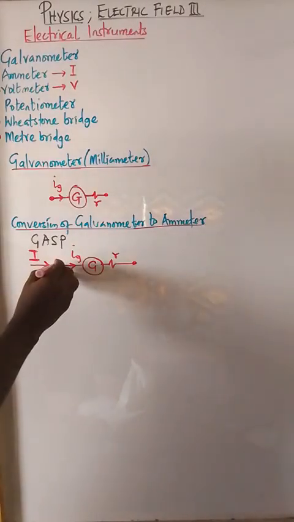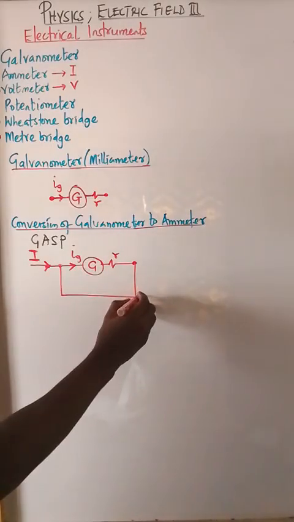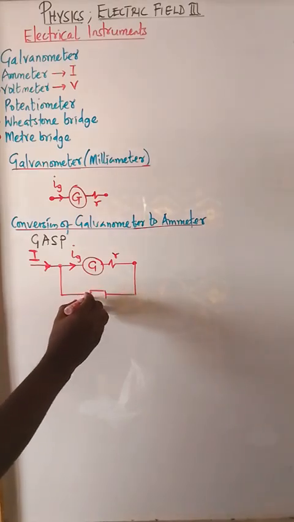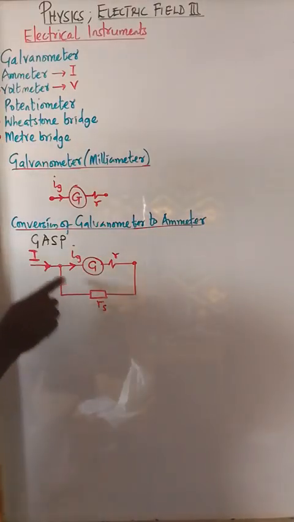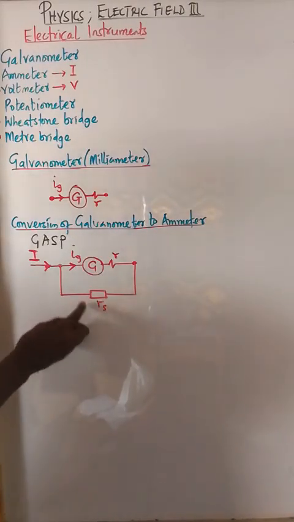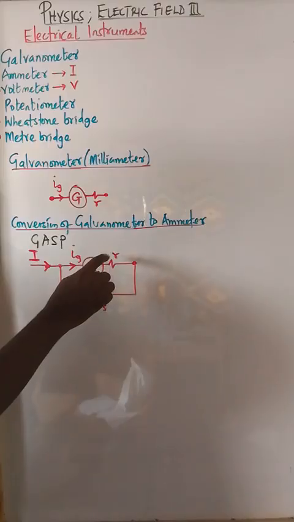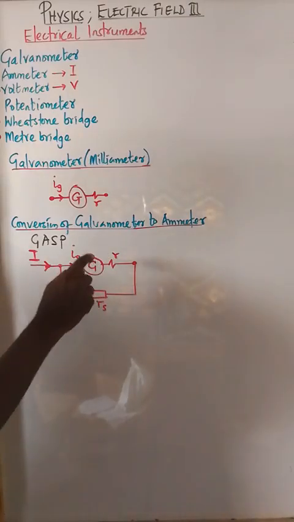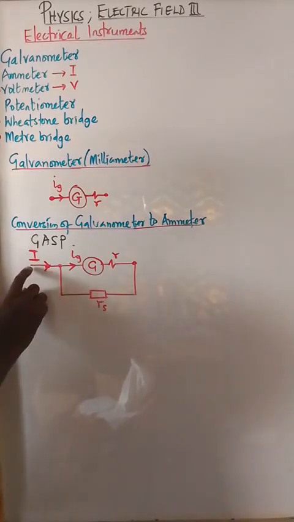So that is why we pick 2 points here, nodes. Then in parallel to this, we are going to put shunt here. So let's call it Rs, the shunt resistance. The shunt must have a low resistance. Why? If the resistance of the shunt is high, when the current gets here, current tends to flow to where it has lower resistance. The galvanometer has low internal resistance. So if this one has high value, most of the current will go here and the galvanometer will still be destroyed. But if this shunt has a resistance lower than that of the galvanometer, what happens?